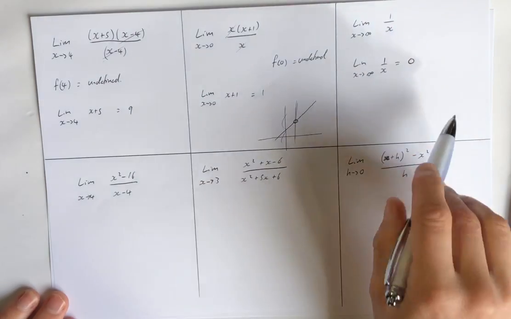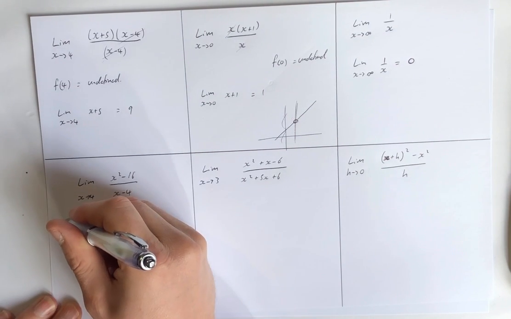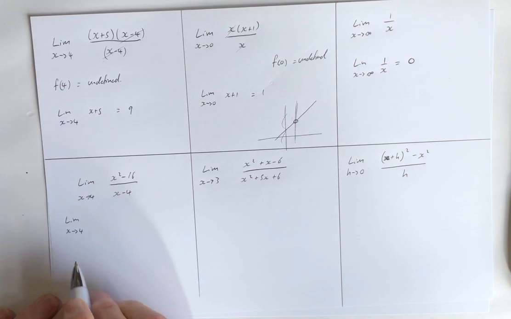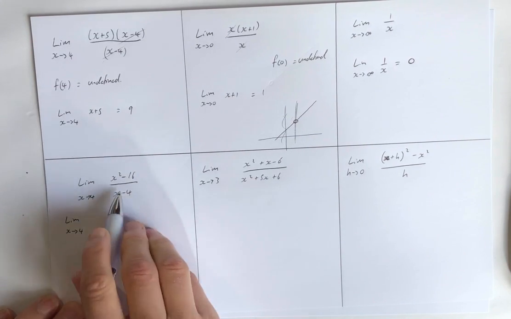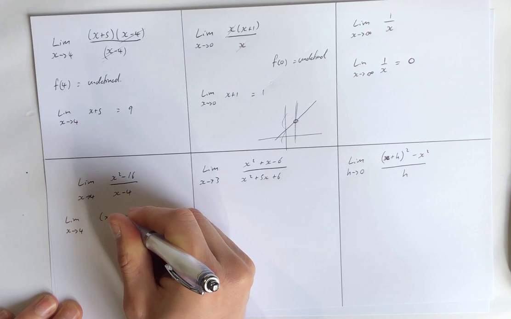So now we're just taking these concepts and mixing them with your year 11, year 12 algebra skills. On this one, notice we're going x to the 4. What's the limit as x gets closer to 4 of this function? Well, that's the difference of 2 squares on the top.